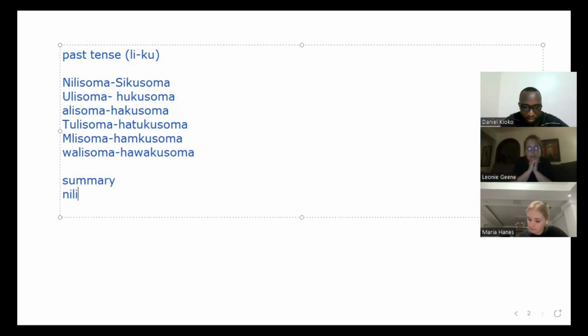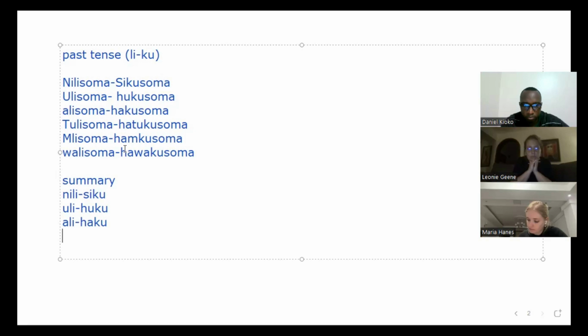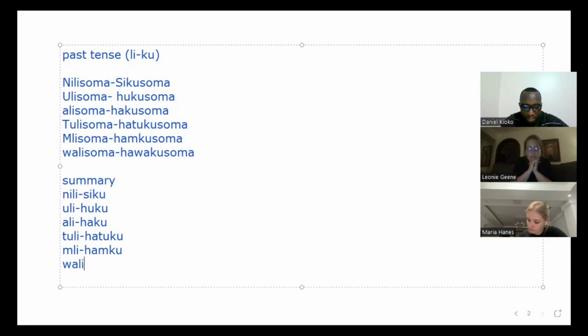So this one, nili, changes to siku. Uli, huku. Ali, haku. Tuli, hatuku. Mli, hamku. Wali, hawaku. So that is basically what we just change to form the negation.